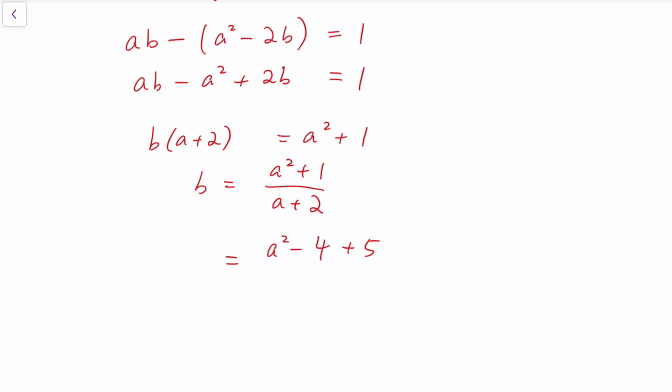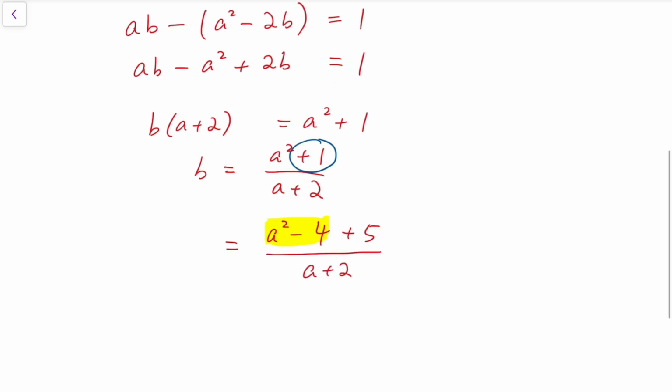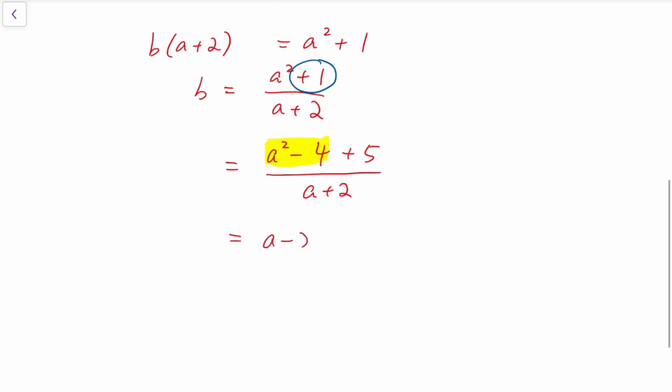And with a squared here, I've picked a squared minus 4. So there is no linear term, just a square term and a constant. And this is clearly a multiple of a plus 2 because this expression a squared minus 4 is equal to (a minus 2) times (a plus 2), because they are a difference of squares. And of course, because I start with plus 1, that means I have to add plus 5 at the end. Then as planned, this expression becomes a minus 2 plus 5 over a plus 2.